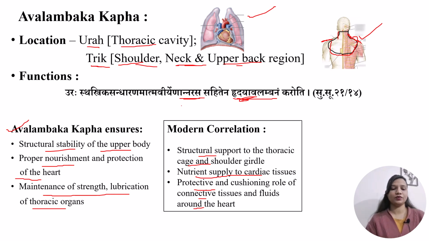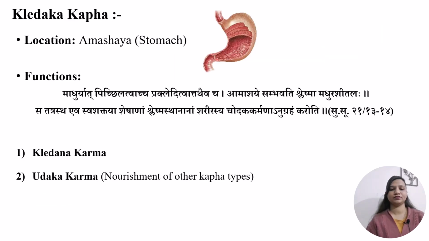So moving forward, the next dosh is Kledaka Kapha. The next subtype is Kledaka Kapha. Kledaka Kapha location is Amashay. Amashay means stomach, as you can see here in the picture. So Kledaka Kapha resides in the stomach. Okay.